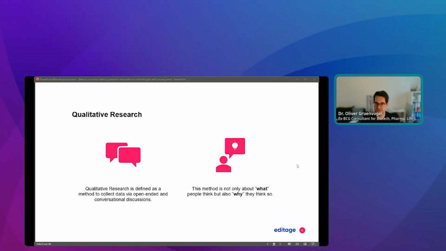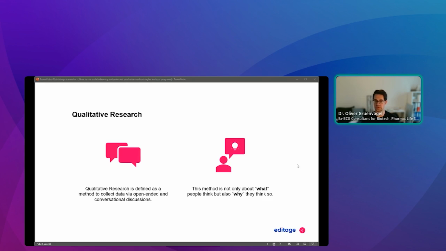We'll start with qualitative research methodologies first, and it's really defined as a method to collect data via open-ended and conversational discussions. It's very much an interaction between the researcher and the study subject. It also means that you're not only getting answers, you're not only getting ideas about what people think, but also why they think so.